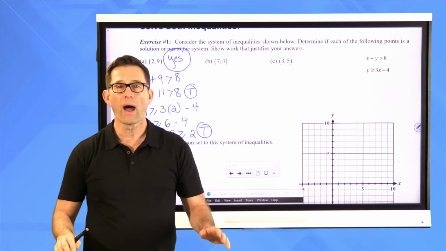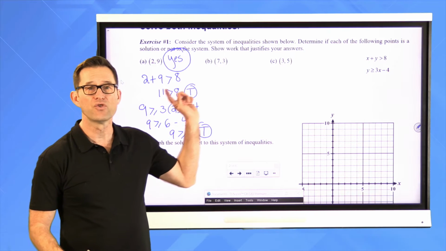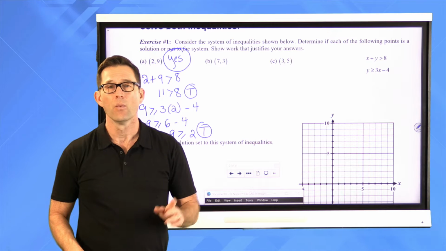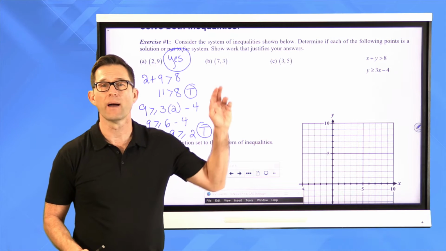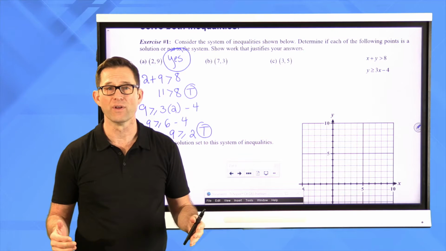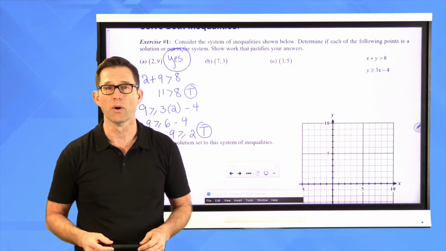So no matter how I end up graphing this thing, (2, 9) ends up falling in the solution set. What I'd like you to do is now take a little bit of time to see if the next 2 points also fall in the solution set or don't. Pause the video now and take a few moments.